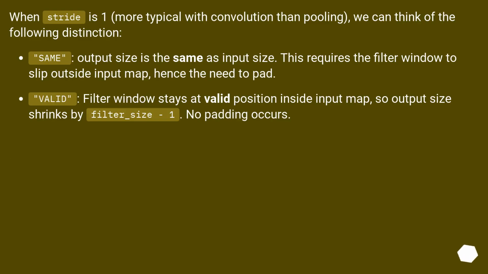When stride is 1, more typical with convolution than pooling, we can think of the following distinction. Same, output size is the same as input size. This requires the filter window to slip outside input map, hence the need to pad. Valid, filter window stays at valid position inside input map, so output size shrinks by filter_size - 1. No padding occurs.